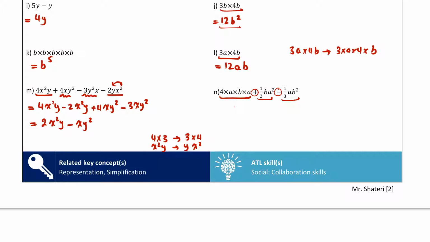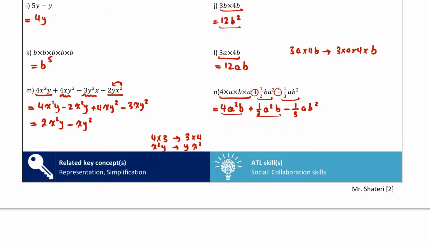So 4 times a times b times a, only one coefficient or one number, so it stays as 4. I have a times a giving me a squared, and I have b left. I'm going to write everything else. I'm going to rearrange a squared and b just to write it in alphabetical order. Makes it a little bit easier. And now I can identify my like terms. I have this and this as like terms.